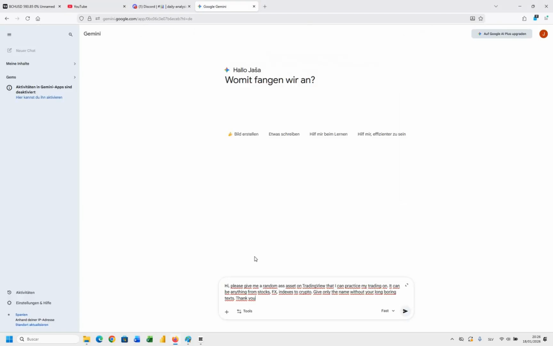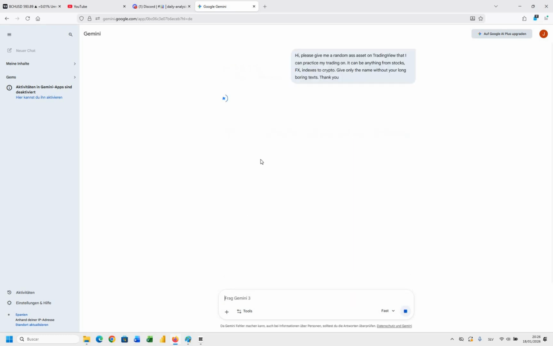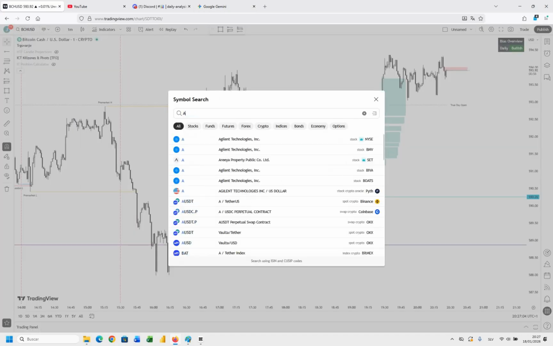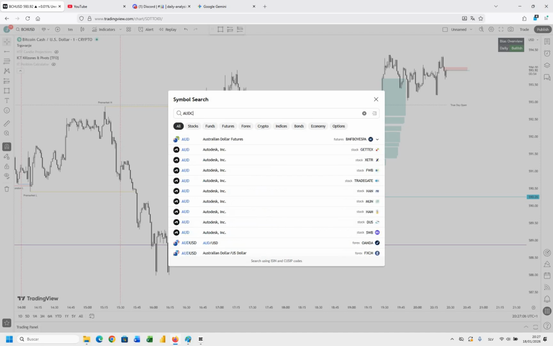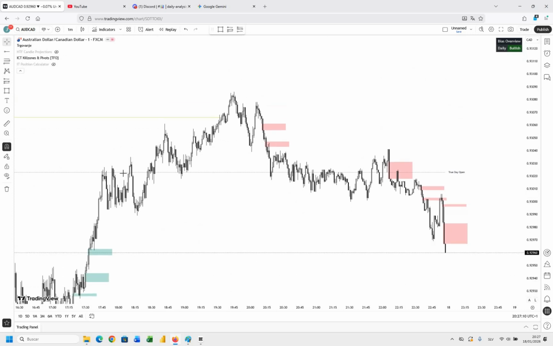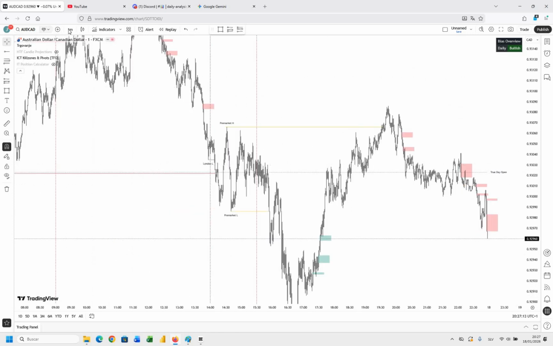Just like with the first season, we are going to ask Gemini AI to give us some random asset. You can see my input right now, so let's see what it gives us. We got Australian dollar against Canadian dollar. Perfect, so let's go to AUDCAD. Here we have Australian dollar against Canadian dollar.